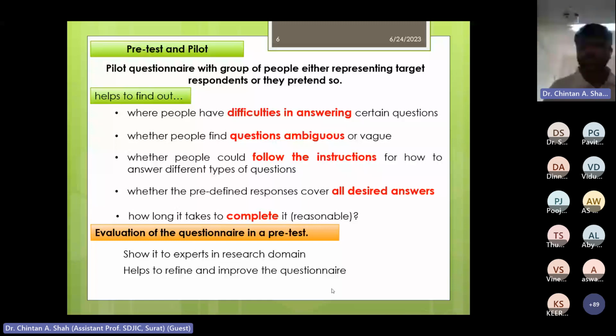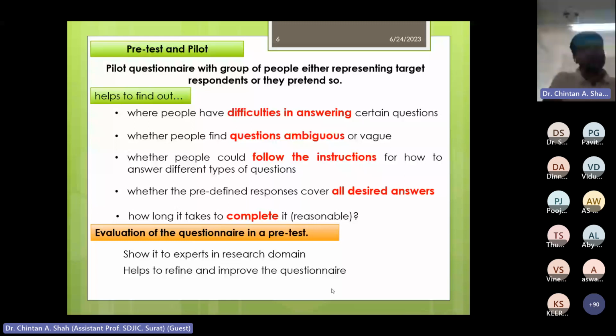How long does it take to complete? Reasonably, you can ask. That's why in the first point of wording, less than 20 words, so people can read and answer quickly. That's why I'm using the word reasonable. Evaluate the questionnaire in terms of pre-testing. At least take advice from experts and from a few respondents, and if it is okay, you can go with the questionnaire.